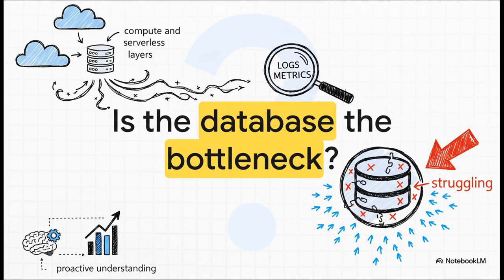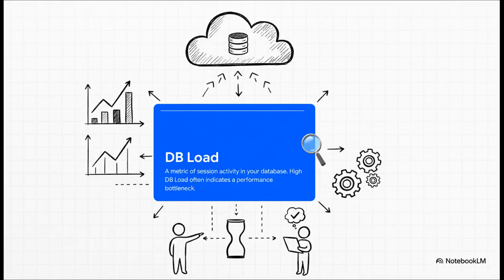All right, so our compute and our serverless layers look clean. The next usual suspect, and it's a very, very common one, is the database. Is it just struggling to keep up with everything we're throwing at it? For that, we turn to Database Insights and its most important metric, DB load. Think of it as a measure of how many sessions are actively competing for your database's attention. A really good rule of thumb is if your DB load number is higher than the number of vCPUs your database has, that is a huge red flag that you found your bottleneck.